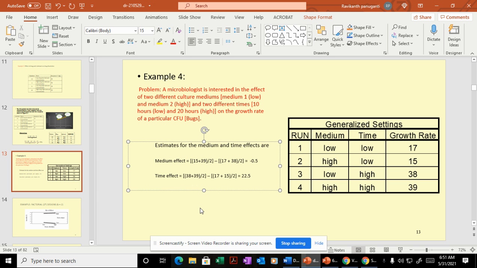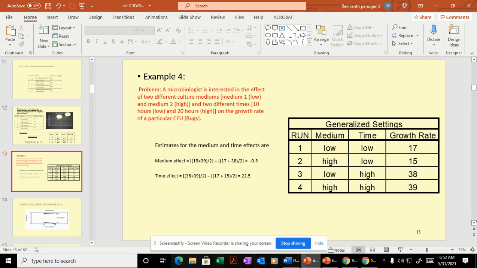And if you see the time effect, the highest level of time is used in run 3 and run 4. At run 3 and run 4, you can see the highest timings. So we are subtracting the medium effects from this one. The medium effects can be seen from run 1 and run 2, I'm sorry. So we are just subtracting these medium effects from this time effect. So the value that you get is 22.5. So we can see clearly that there is a very significant effect of the time.